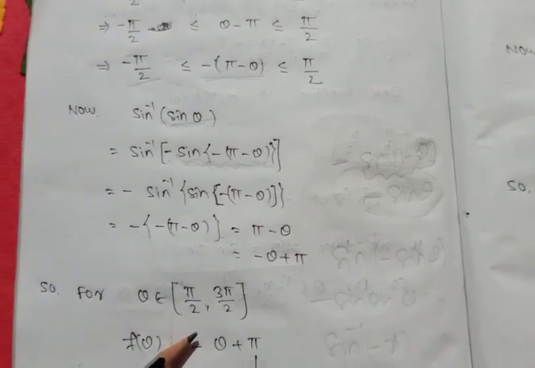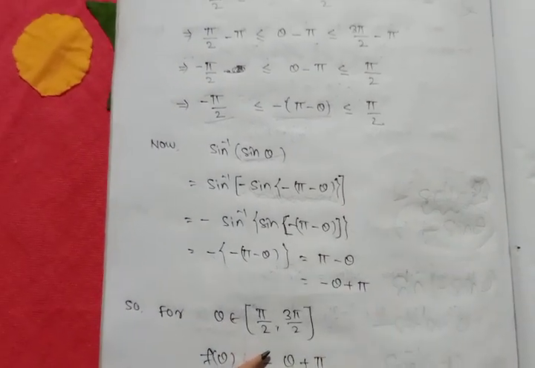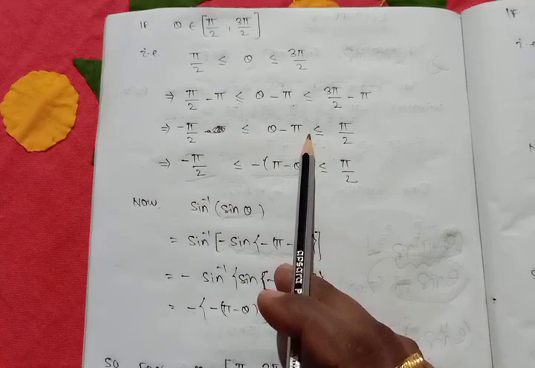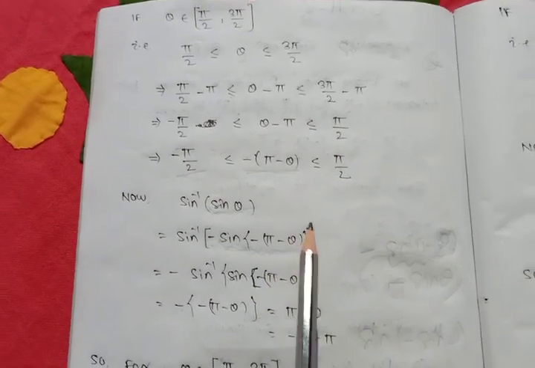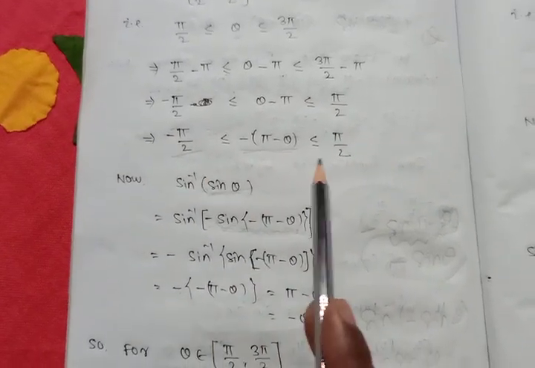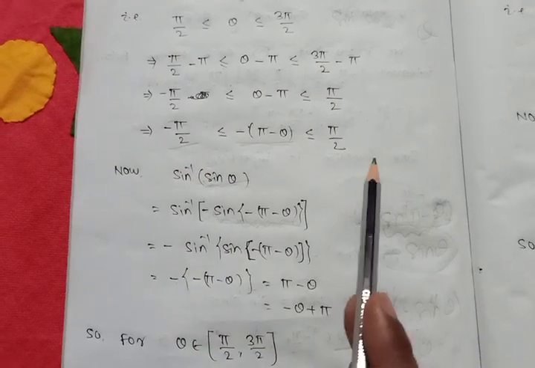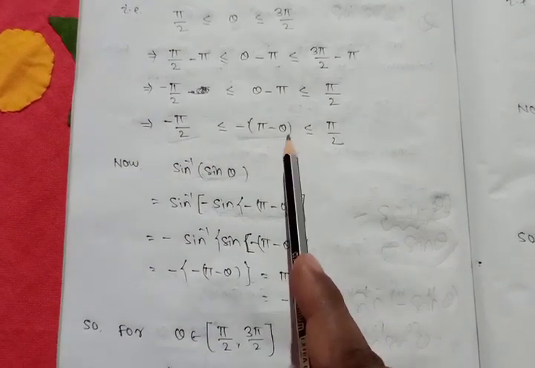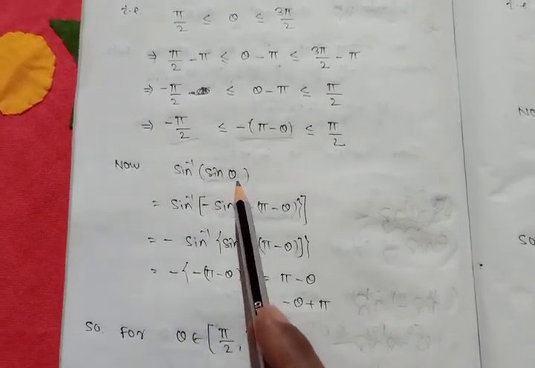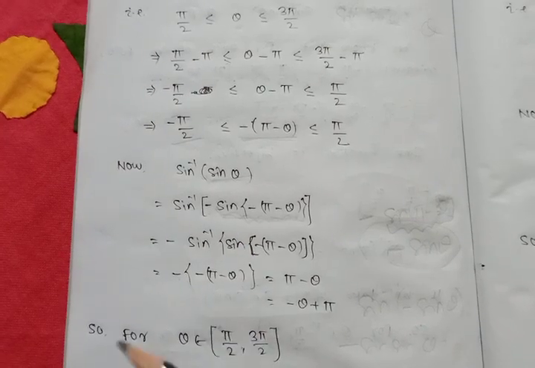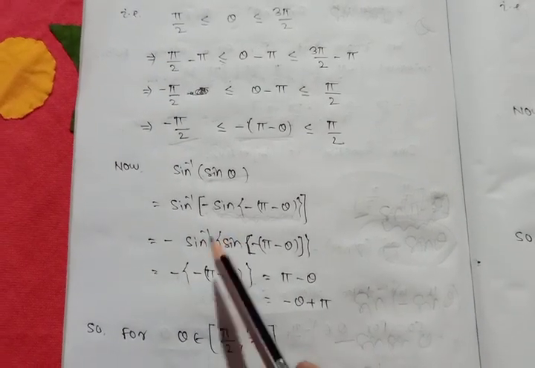So what is the concept here? The concept is that whatever the theta, you think about it, what should we add or subtract so that the result is in between minus pi by 2 and pi by 2? Put that value here in place of theta and try to balance. If you need a minus symbol, put it, otherwise no need.